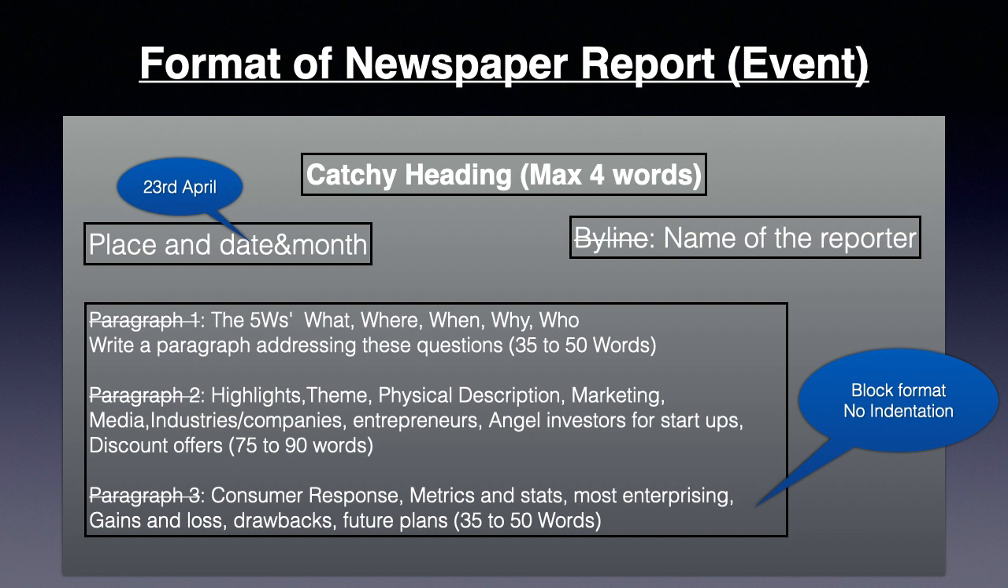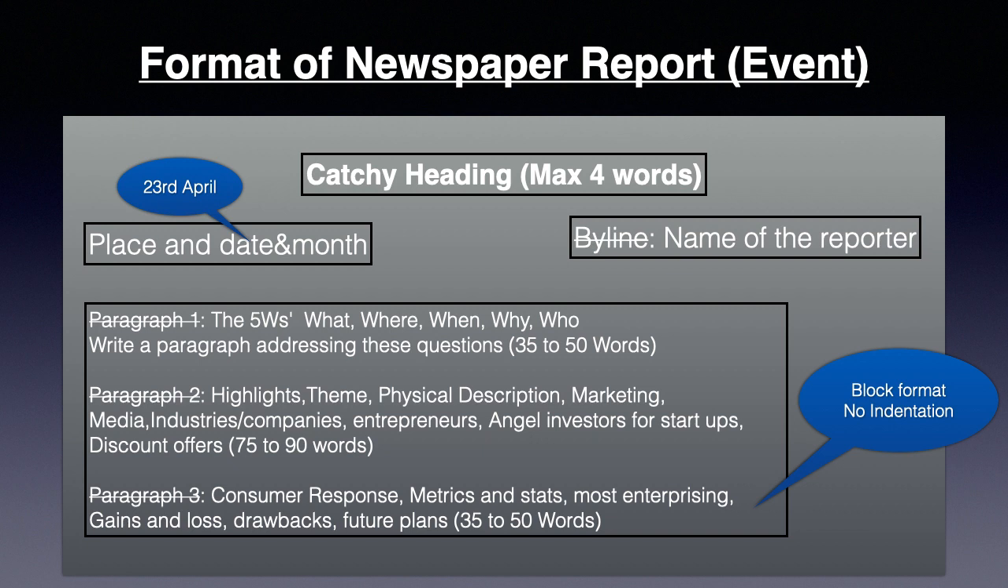Para 2 in the event has a slight change here. We are describing and highlighting the theme of the event and physical description, marketing, media, industries or companies, entrepreneurs, angel investors for startups, discount offers. So I think this is the main body which should go more in detail. Hence, the word limit here is 75 to 90 words.